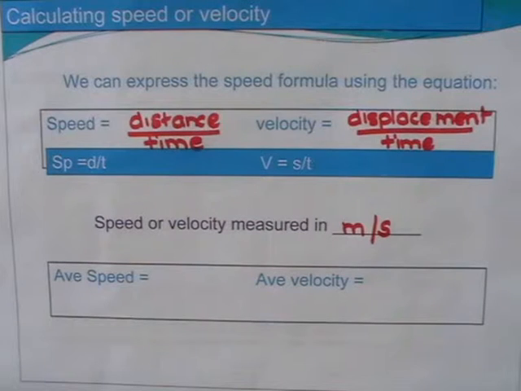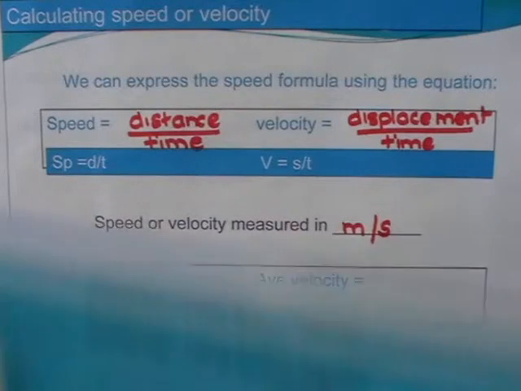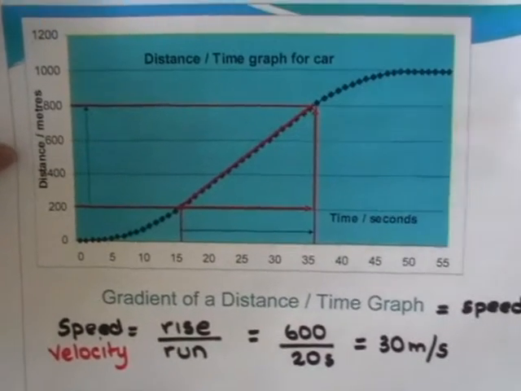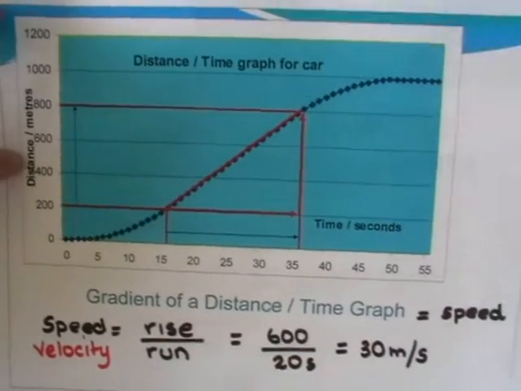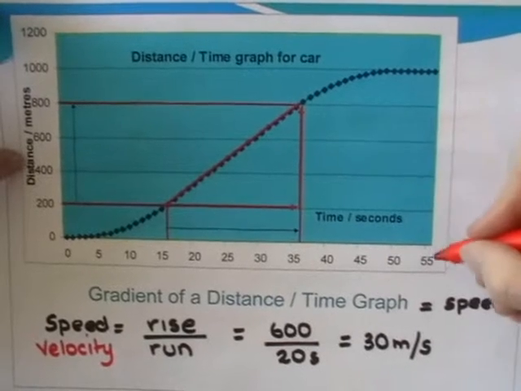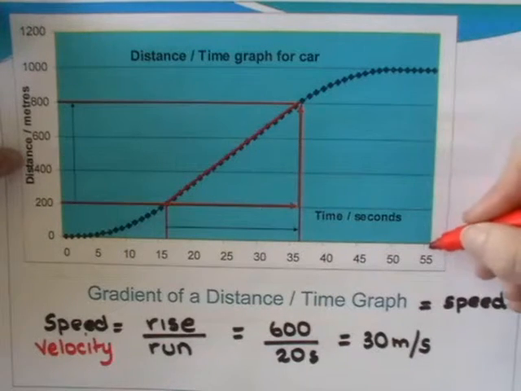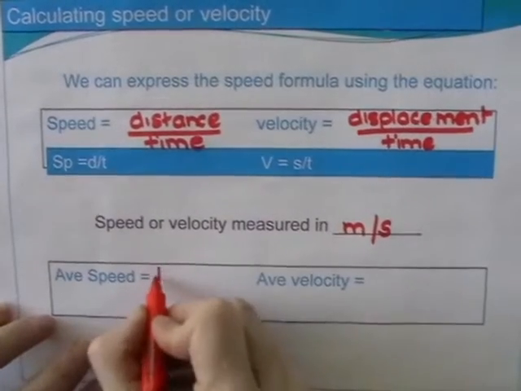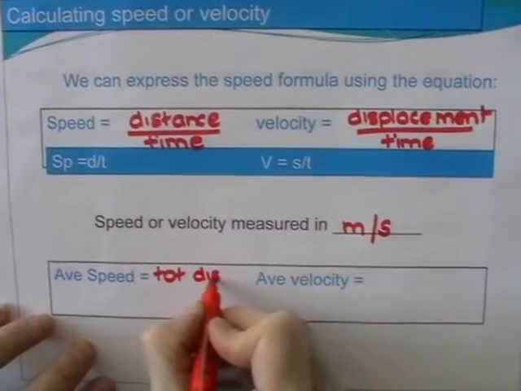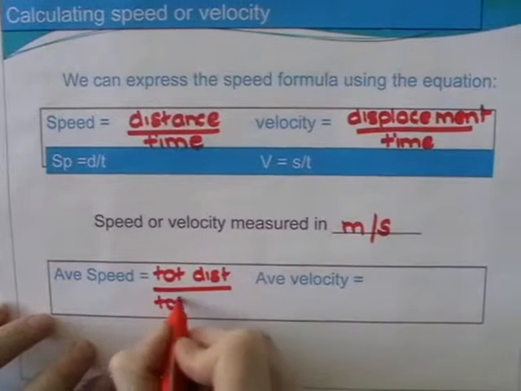So if we were asked to calculate an average speed, if I just go back to this graph here, and you can have a wee look at it. If we were asked to calculate an average speed, we would take our total distance, which is 1,000 metres, and divide it by the total time, which is 55, or actually it's a little bit more than 55 there. So it would be 1,000 over about 56 or 57. So it's a total distance divided by the total time.